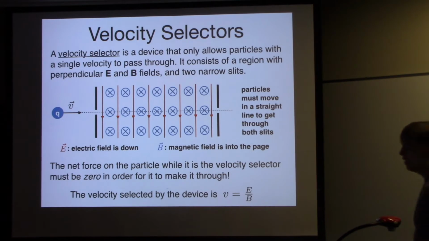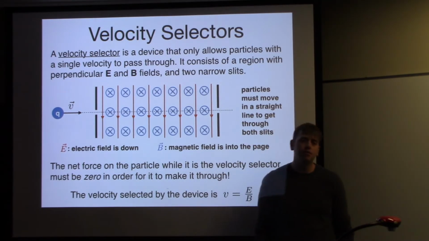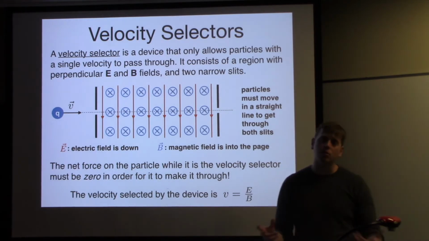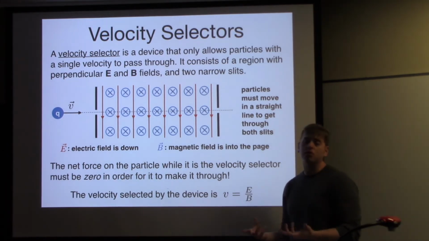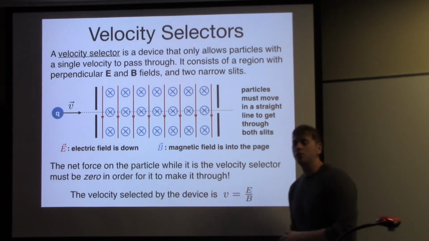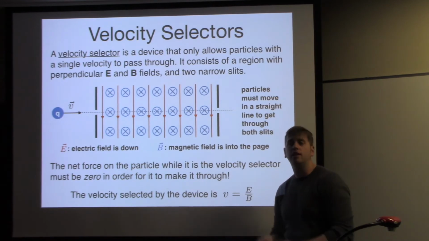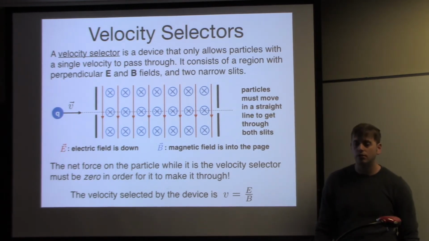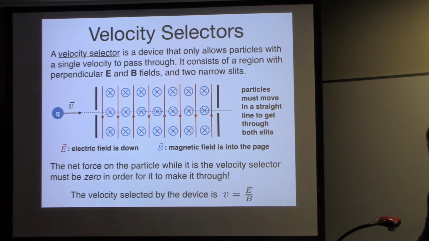Pretty much for the remainder of this lecture, what we're going to be talking about are different applications of this Lorentz force idea in particle physics. So how can we use electric and magnetic fields to get particles to move in exactly the way we want them to? Okay? So let's talk first about velocity selectors.